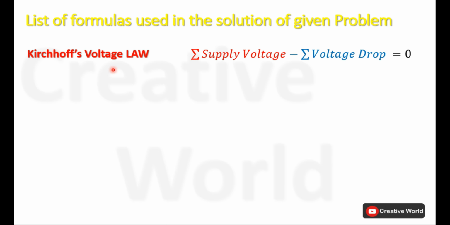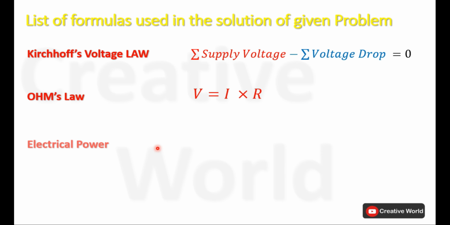The basic equation of Kirchhoff's voltage law is: the summation of all supplied voltages minus the summation of all voltage drops inside a closed loop circuit is always equal to 0. And Ohm's law: according to Ohm's law, the voltage across any resistance R is always equal to the product of the current through that resistance and the value of the resistance.